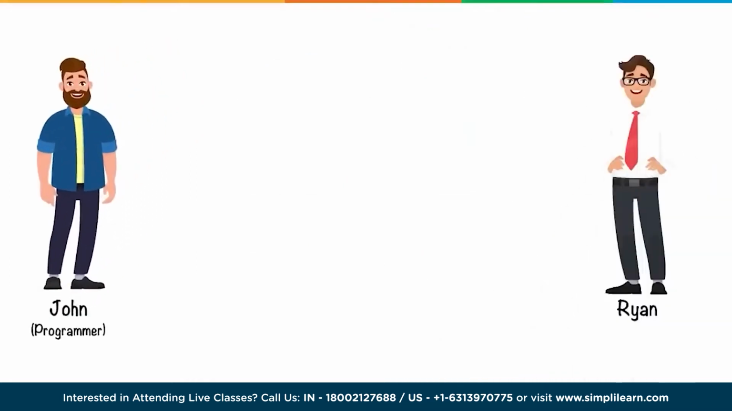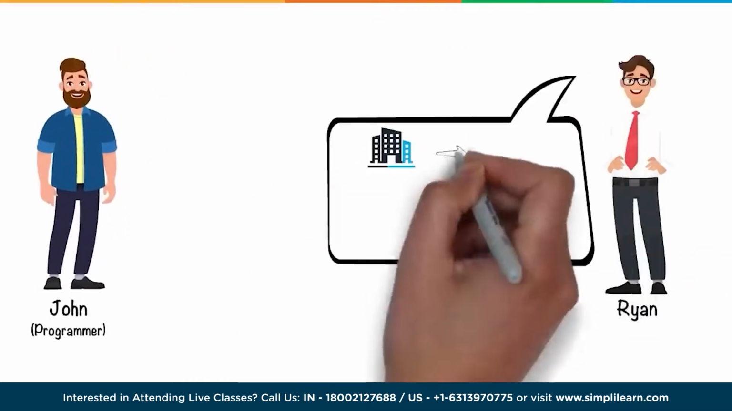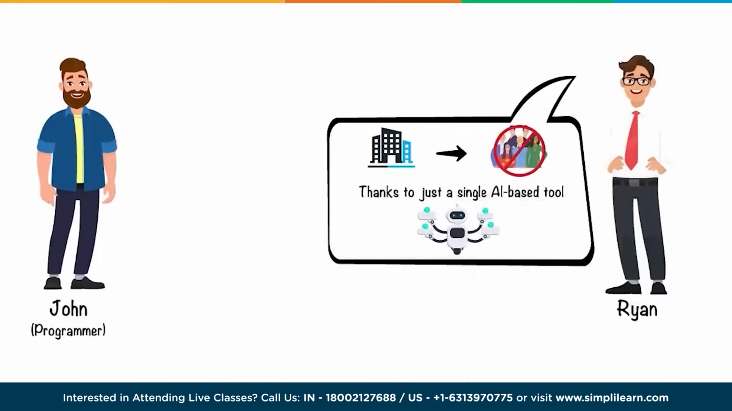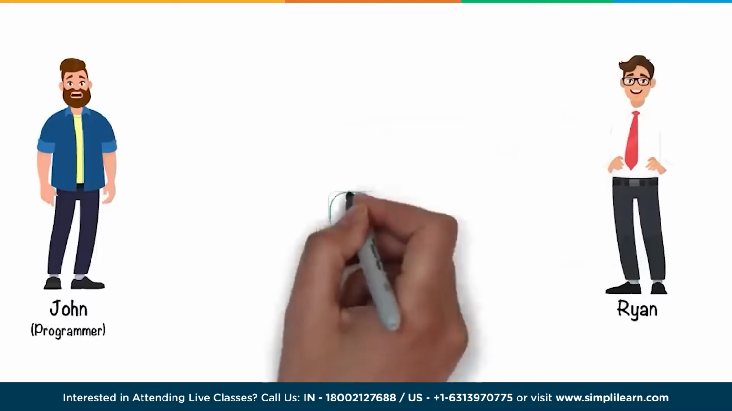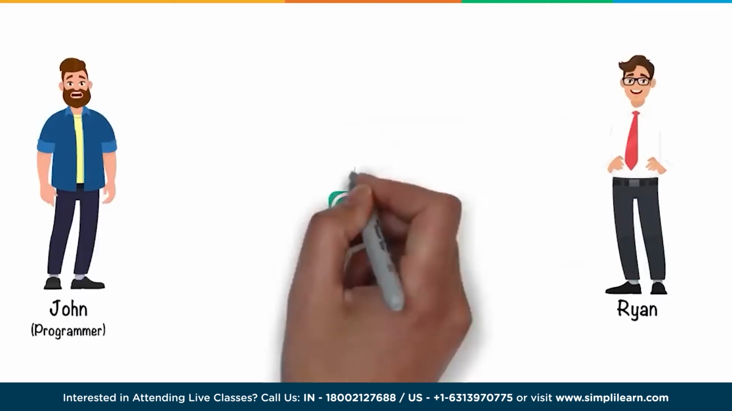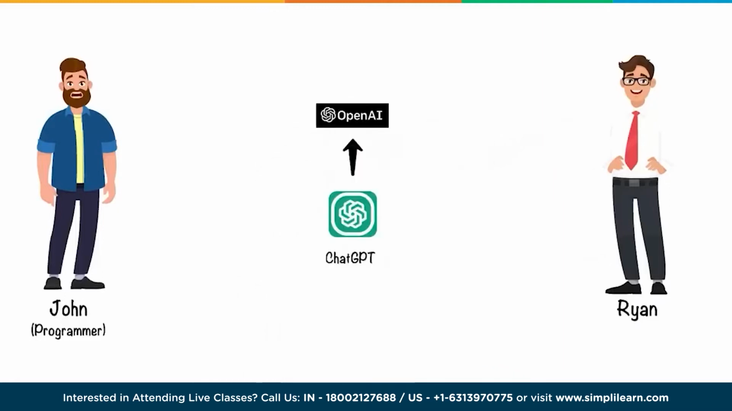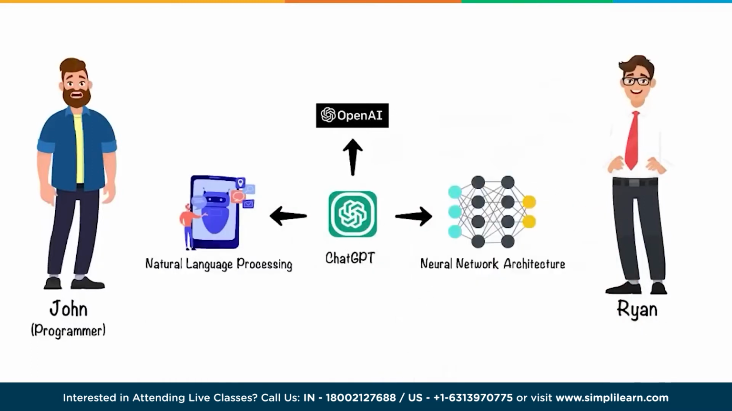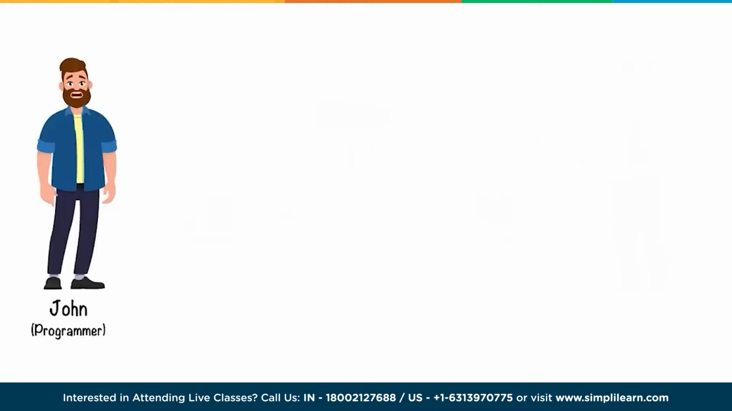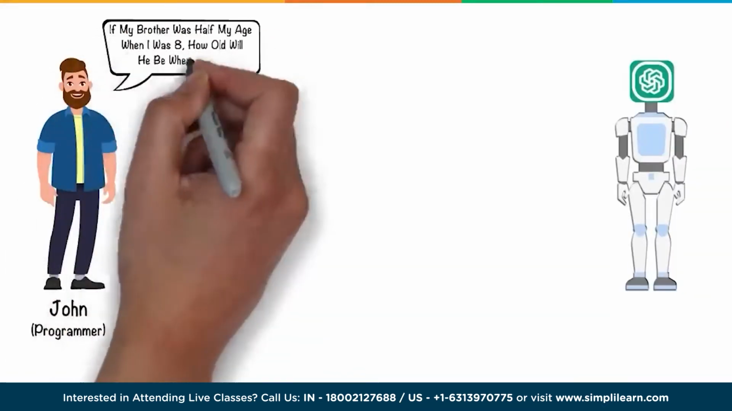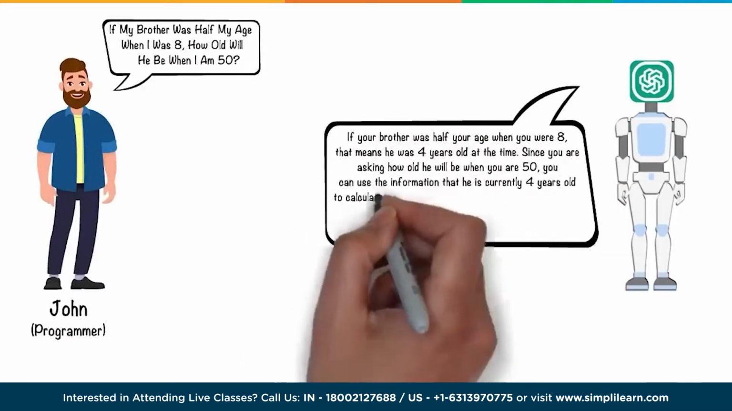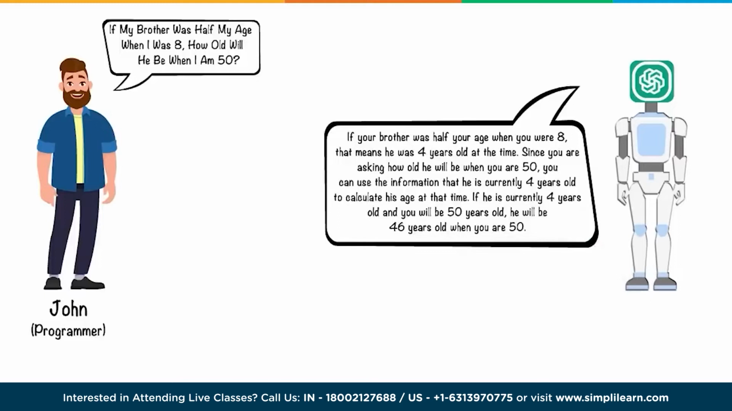He reached out to his friend Ryan, who said John could start his company without hiring any new people, thanks to just a single AI-based tool. John couldn't believe it, which led Ryan to introduce ChatGPT, the revolutionary AI chatbot being developed by OpenAI. It is a state-of-the-art natural language processing, or NLP model, that uses a neural network architecture to provide responses. This means that the ChatGPT bot can answer questions without being explicitly told what the answer is, using its own intellect, unlike previous AI chatbots.